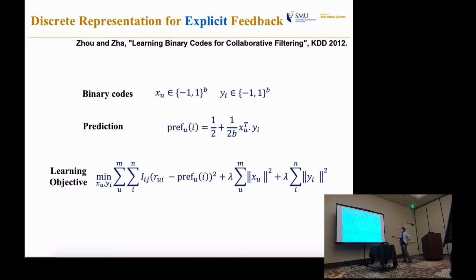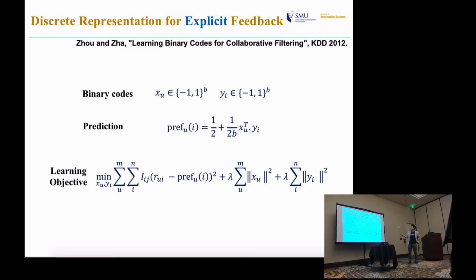Now, this is the basic idea for discrete representation. This is from a paper, KDD 2012. The first thing is to represent every user and every item as a binary code. For the purpose of simplicity here, the binary code can either be -1 or 1. So instead of 0, 1, we're going to use -1 and 1. It's going to be of length d, and we have to specify the length d beforehand.